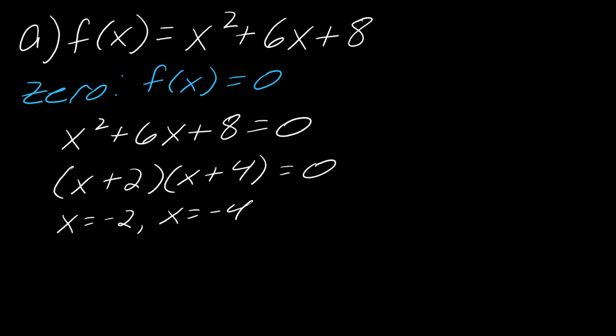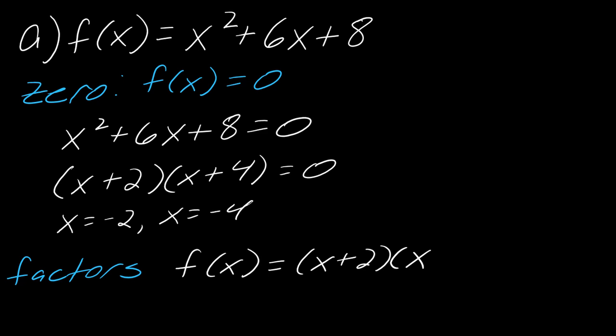But if I asked what are the factors of this function, well, I had to factor to actually do this, right? So if I said, what are the factors of the function? It's literally how does this function factor? In this case, this would be x plus 2 and x plus 4. And then finally, we have the idea of the intercepts.